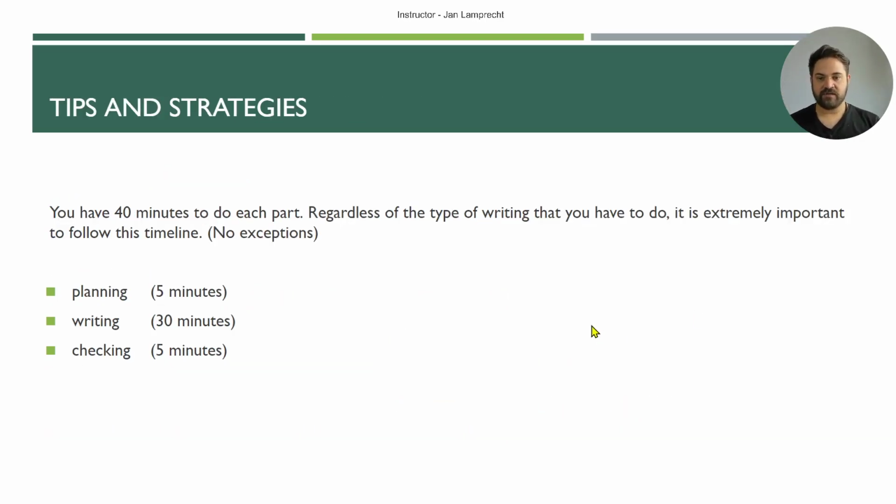Let's continue. You have 40 minutes to do each part, regardless of the type of writing that you have to do. It is extremely important to follow this timeline. No exceptions. This is not an option. Do this: take 5 minutes and plan your writing. You can then write for 30 minutes. And you have to take 5 minutes to check your writing.